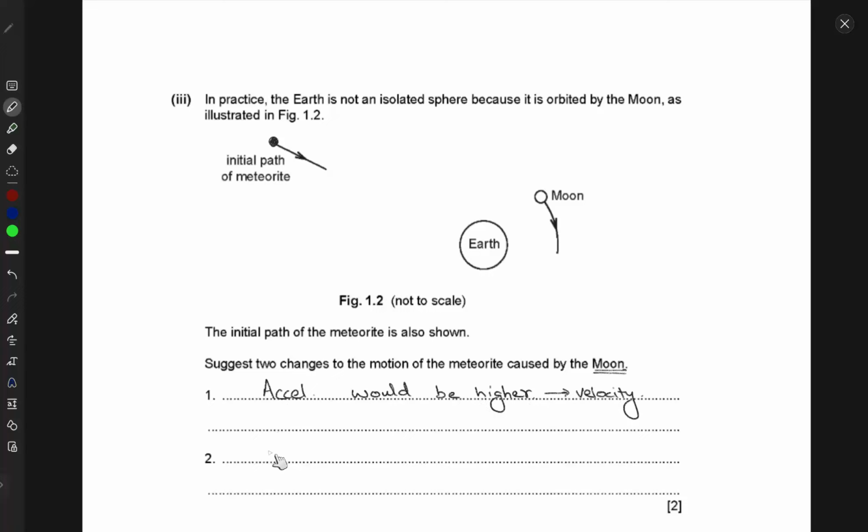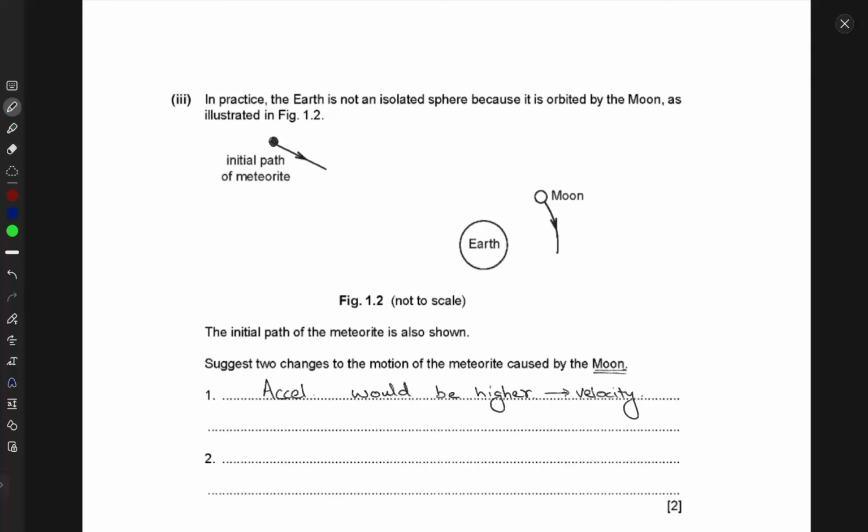It could hit the moon. Yeah, sorry. It could hit the moon. Okay, so yeah, maybe it could hit the moon. There's a chance for that to happen.